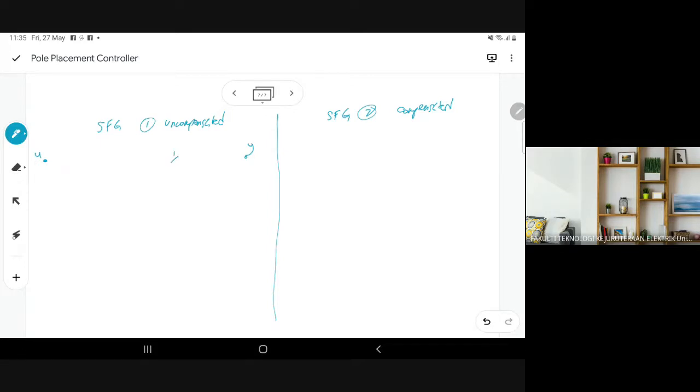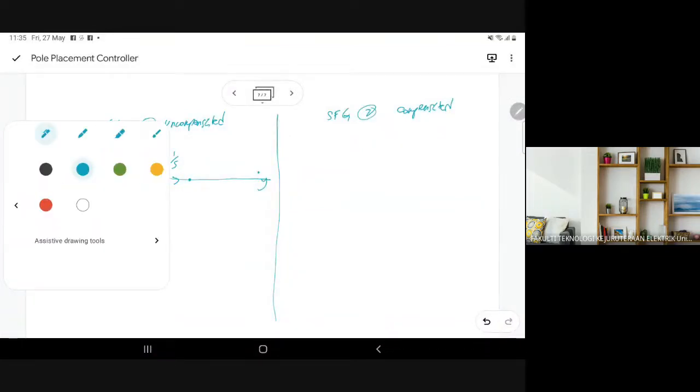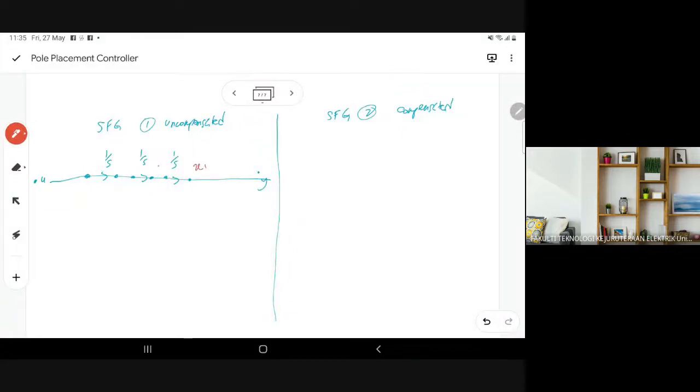We have 1 over S, 1 over S, 1 over S, because this is the state of the system. I need to draw a little bit lower. U and Y. Okay, we draw a line there. This is the first 1 over S. This is the second 1 over S. And this is the third 1 over S. Right? And then after that, we need to label. This is X1, X1 dot, X2, X2 dot, X3, X3 dot.